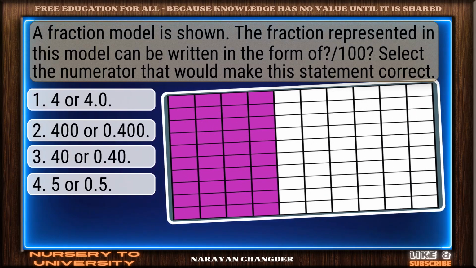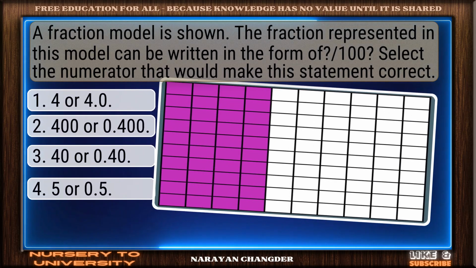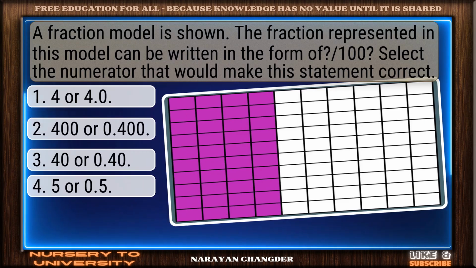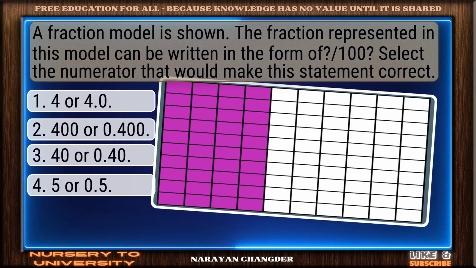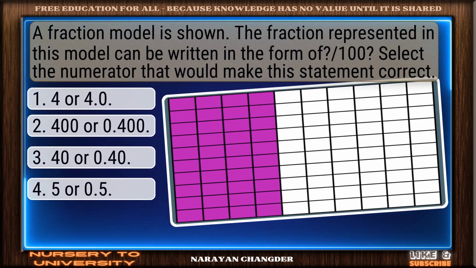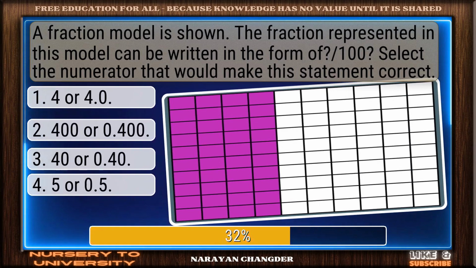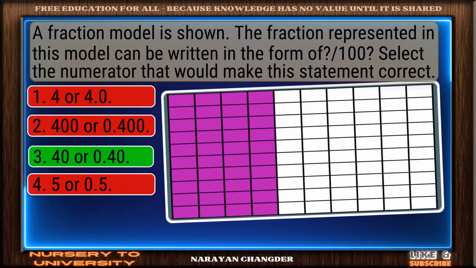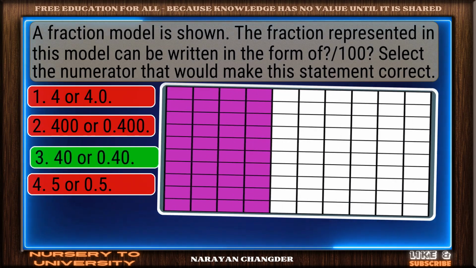Question number 1. A fraction model is shown. The fraction represented in this model can be written in the form of over 100. Select the numerator that would make this statement correct. Valid point. 40 or 0.40 is true.